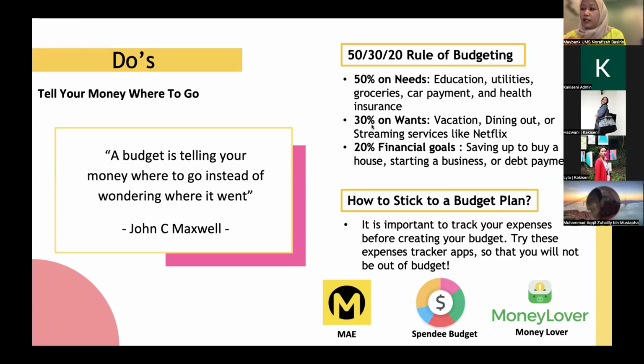There are a few budgeting methods that you can apply. Here we have the 50-30-20 rule of budgeting, whereby you spend 50% on your needs, such as education, utilities, groceries, car payment, and health insurance, 30% on your wants, such as vacation, dining out, and streaming services like Netflix, and the remaining 20% for your financial goals, such as saving up to buy a house, starting a business, or debt payment.